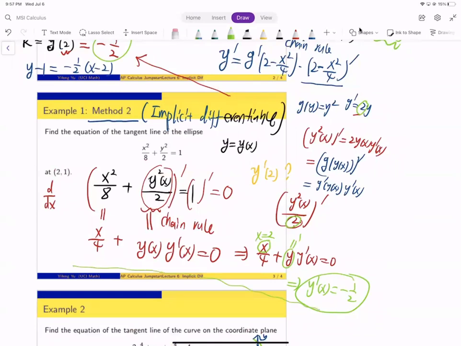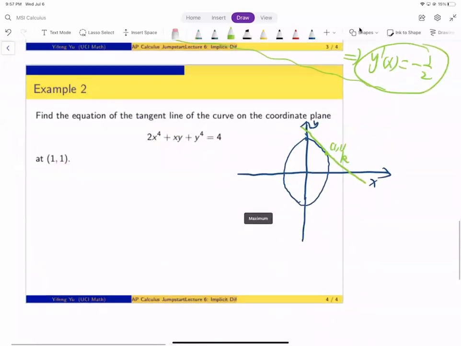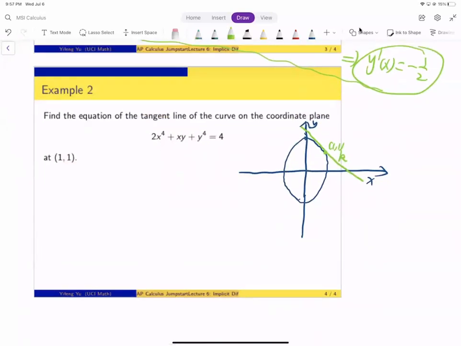This is called implicit differentiation. Without explicitly writing out the function, we just take the derivative and apply the chain rule. Now let's use another example to further demonstrate the advantage of implicit differentiation.